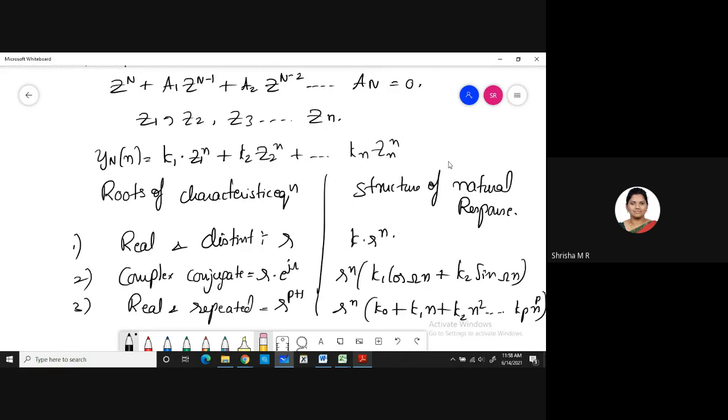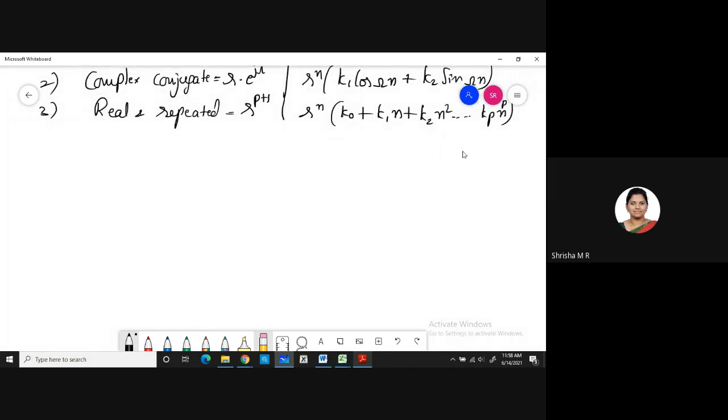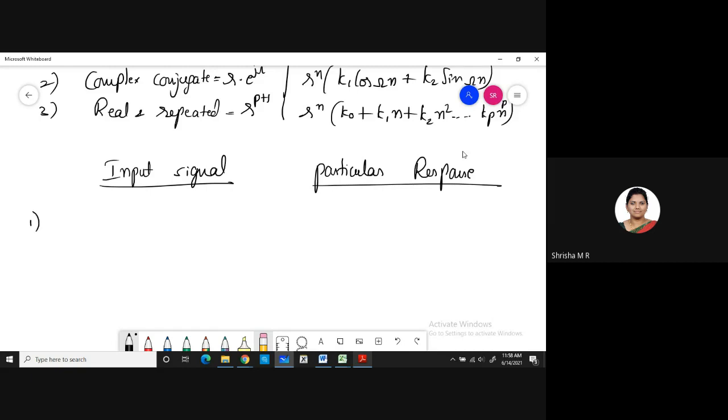Next, we have to find the particular response as we have done for the previous. The particular response has the same form as the input, right? So you have to take the input, and depending on that you will have the particular response. So I'll write a table of input signals and the form of the particular response. First, if your input signal is some constant, your particular response will be another constant, C1.